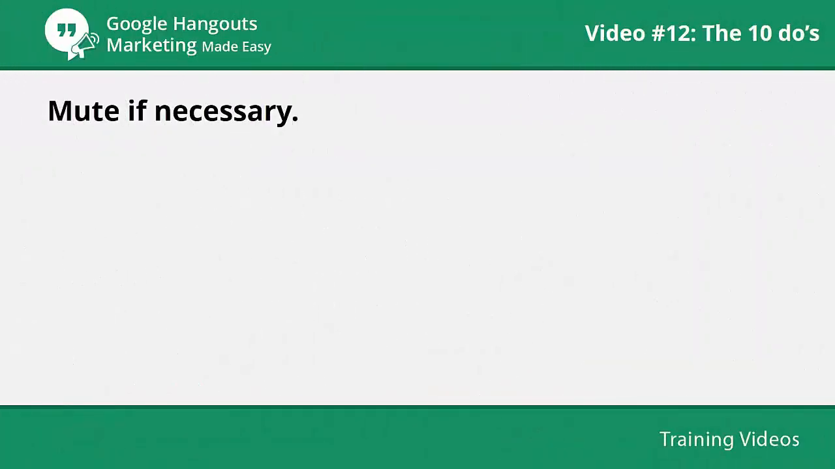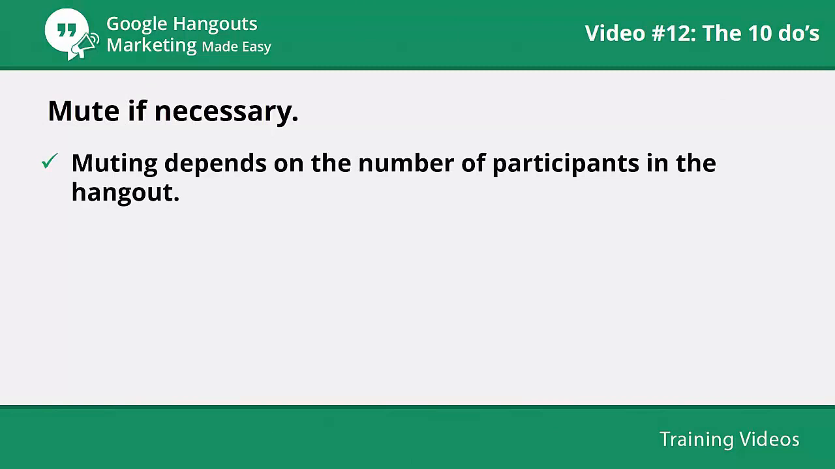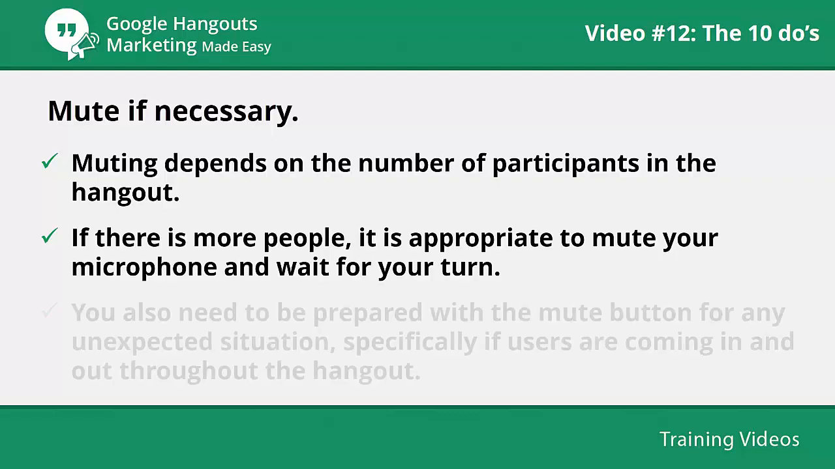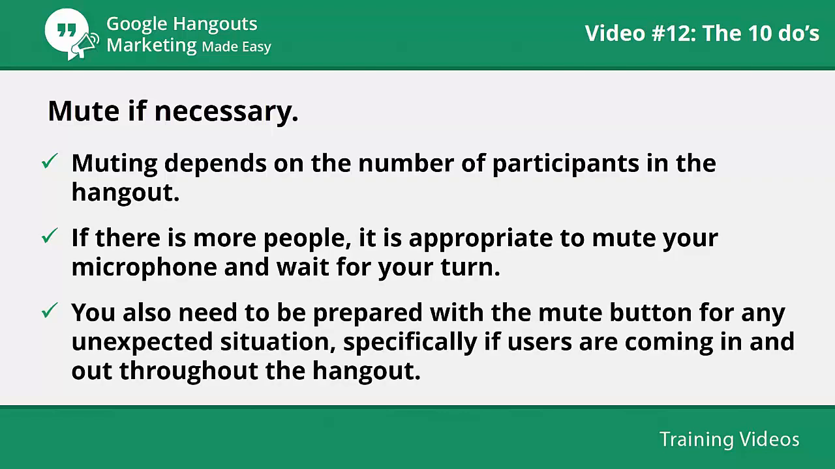Mute if necessary. Muting depends on the number of participants in the Hangout. If there are more people, it is appropriate to mute your microphone and wait for your turn. You also need to be prepared with the mute button for any unexpected situation, specifically if users are coming in and out throughout the Hangout.